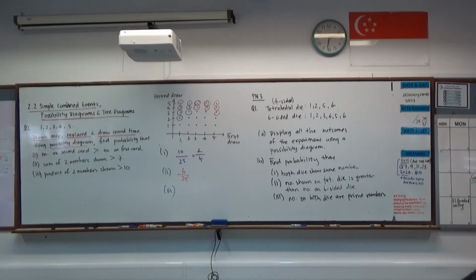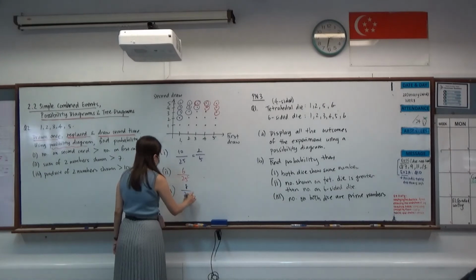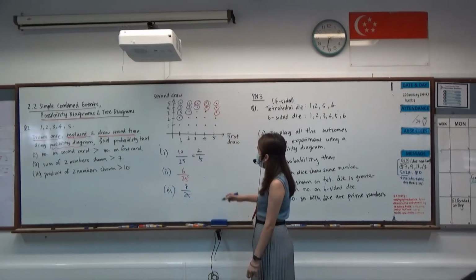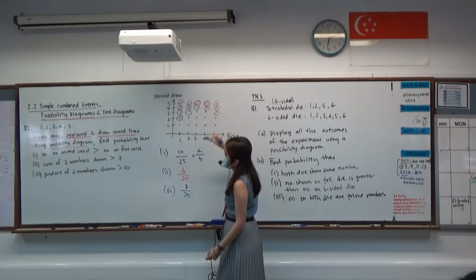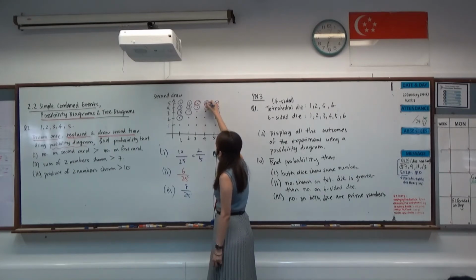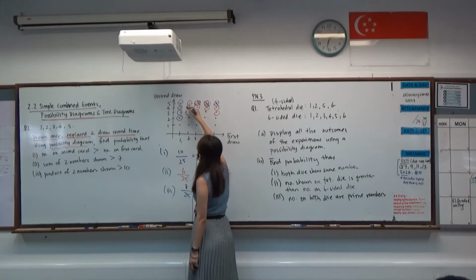Out of 25. Okay, so let's do a check. So more than 10. Okay, 5 surely no. Okay, we want product. Okay, 5 times 5 is 25. 5 times 4, 20. 3, 15, 10, no.